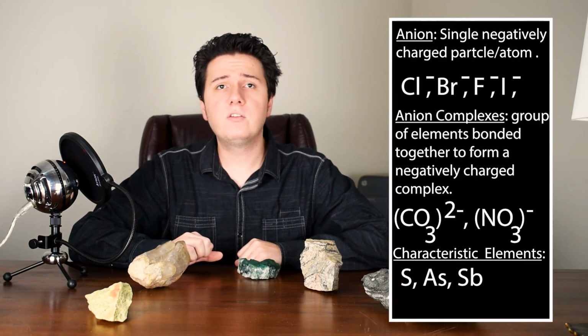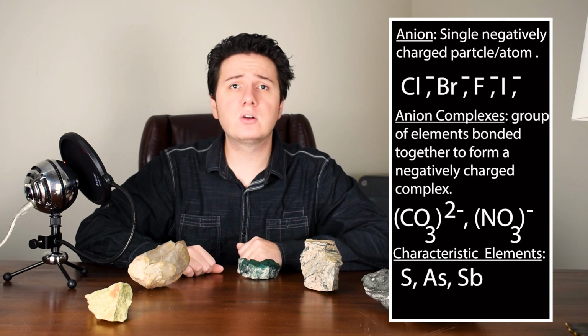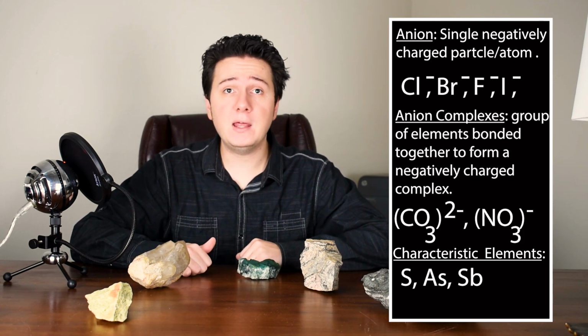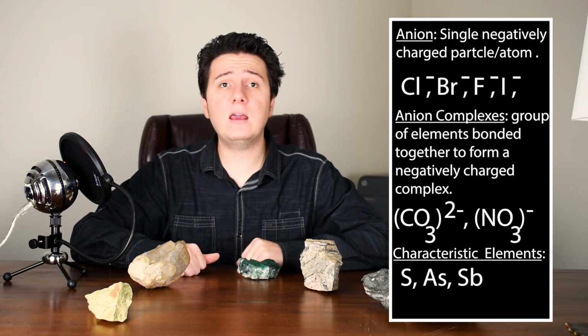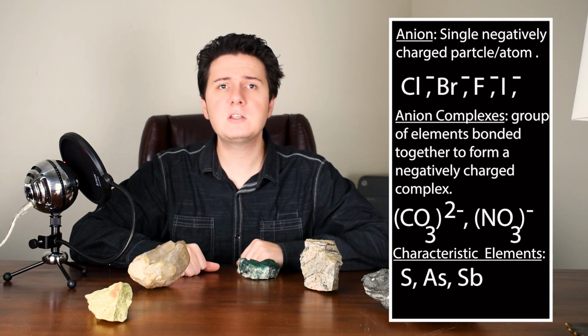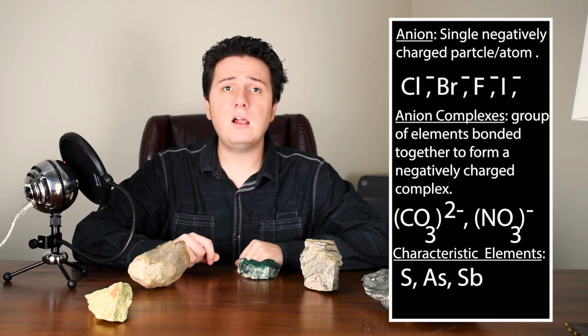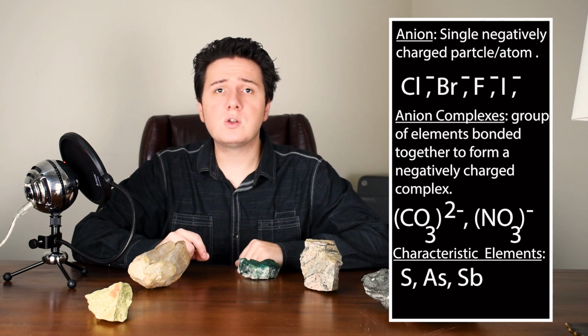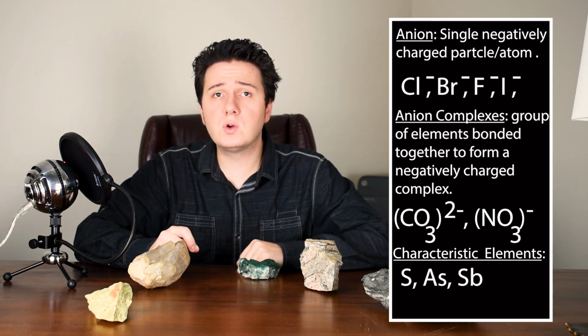The overall thing you are seeing in parentheses are anions, being a single negatively charged particle of an element, or anion complexes, a group of elements bonded together that form a negatively charged complex, and lastly, characteristic elements of those classes of minerals, like sulfur, which do not fit either of those groups.